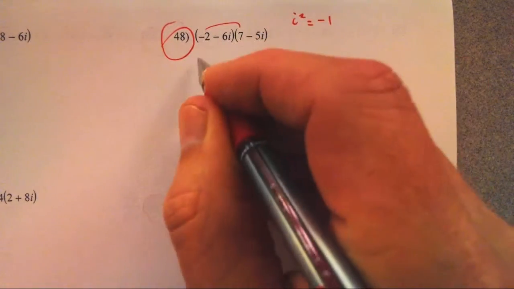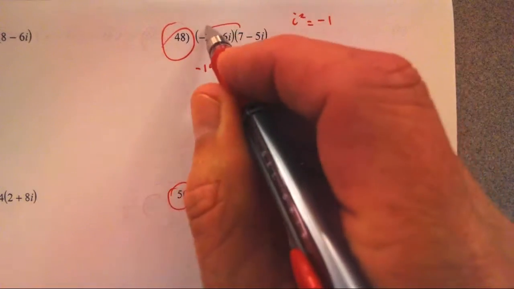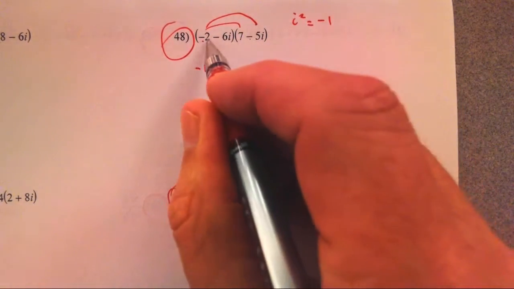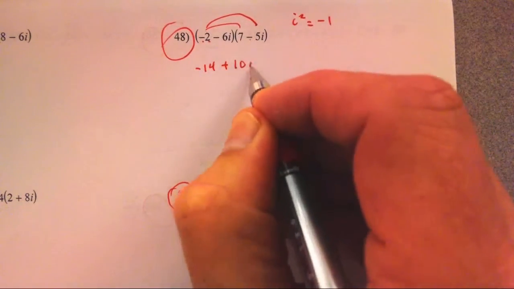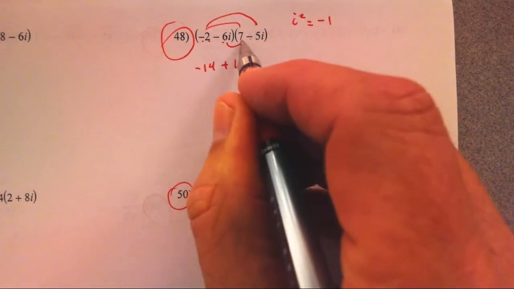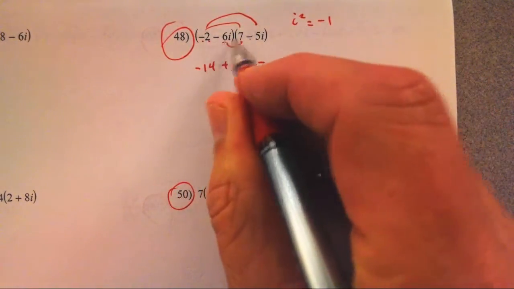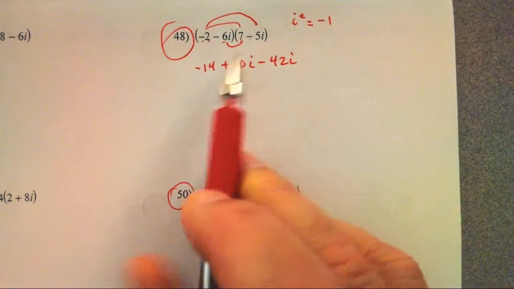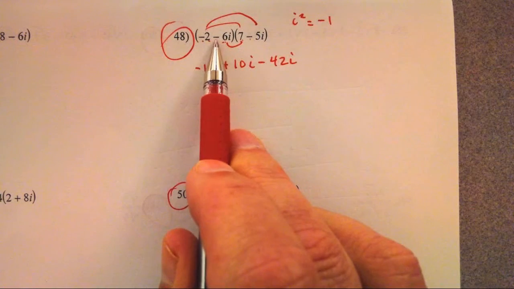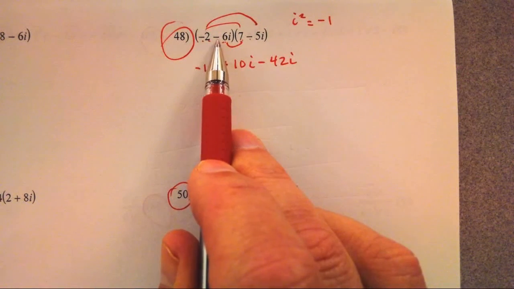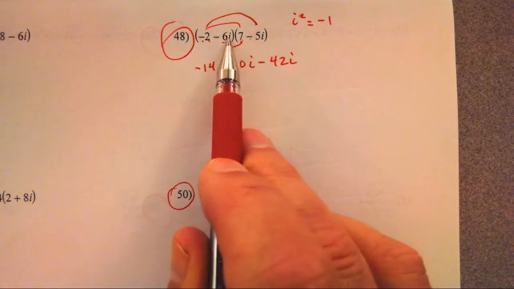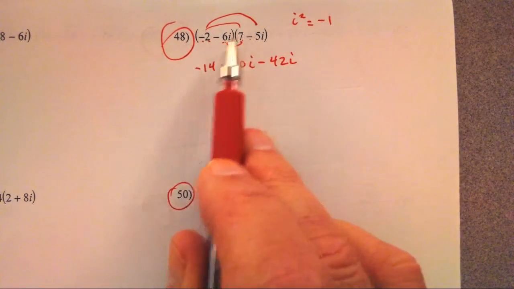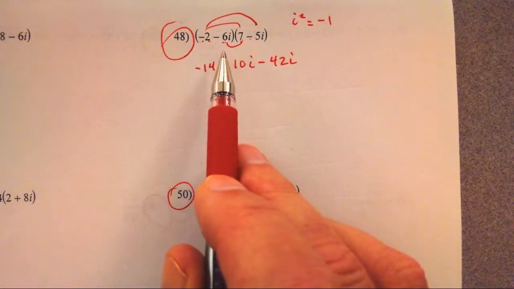And I get -14 minus times minus plus 2 times 5, 10i, minus times plus minus 6 times 7, 42 with an i. Notice how I'm doing that. Minus times minus before I worry about the 6 times 5. Minus times plus before I worry about the 2 times 7.